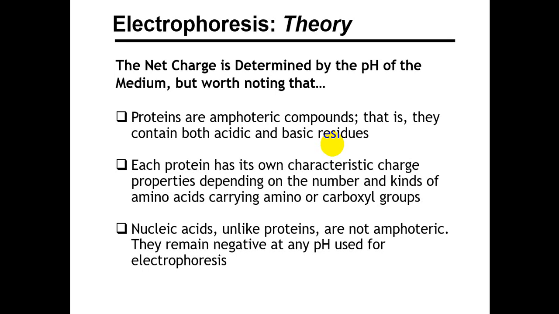So, like we said, proteins are amphoteric compounds. They are both positive and negative charge. They have both acidic and basic residues or substituents, and each protein has its own characteristic charge properties depending on the number and kinds of amino acids carrying the amino or carboxyl group. You will understand this one when we do biochemistry proper.